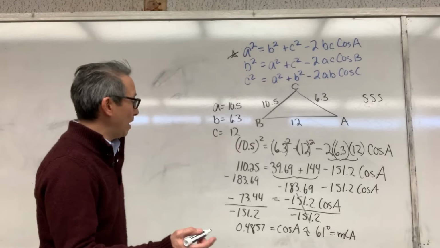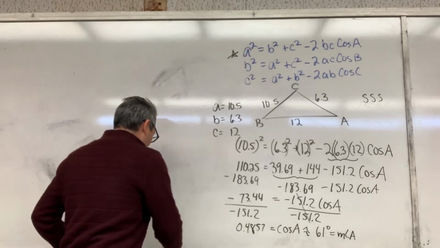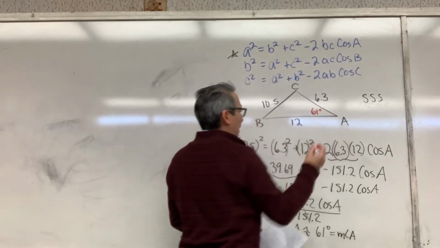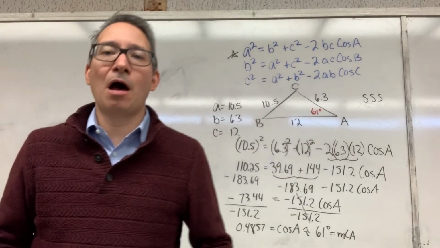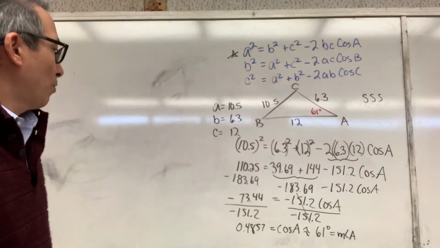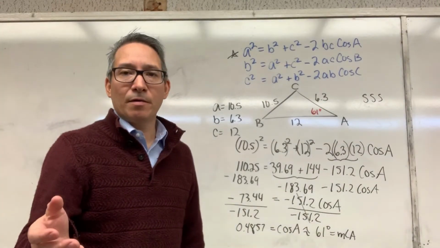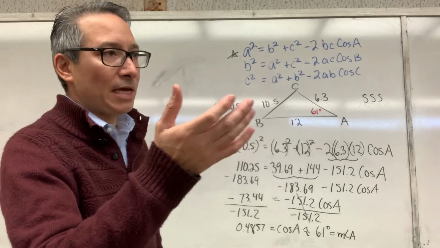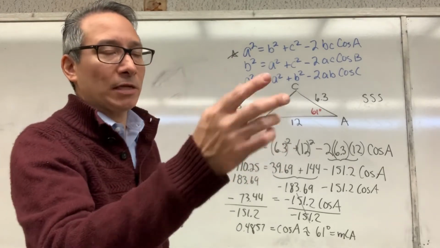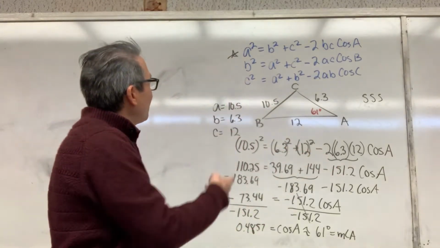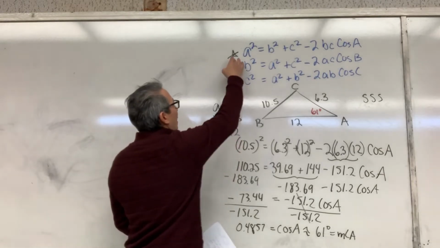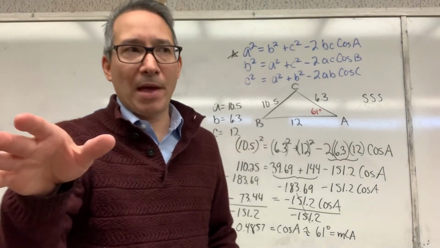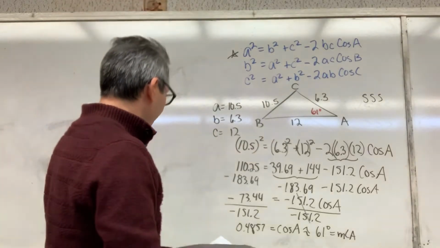So we have a measure of angle A. We have 61 degrees, using the law of cosines. Well, it seems to me if I find one more angle, I would have two angles, and I can take 180 degrees and subtract the two other angles. So we have a solution for A. I can solve for B or I can solve for C. It does not matter. I will solve for C.